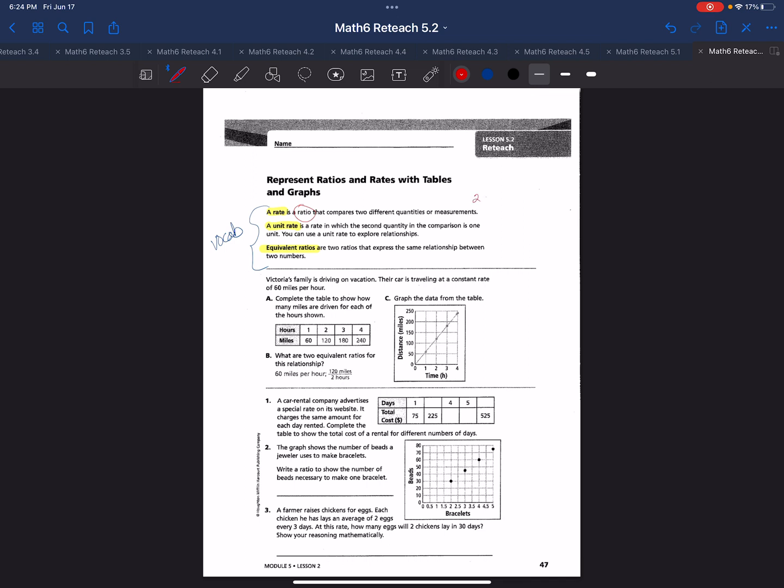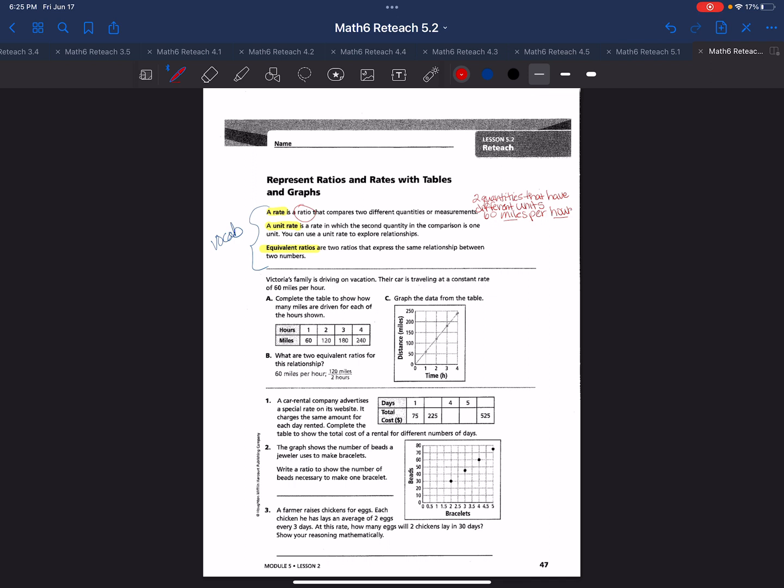So it's two quantities that have different units. For example, 60 miles per hour. So I'm comparing miles to hours. So that's what's going on here, to explain a little bit more in detail what a rate is.